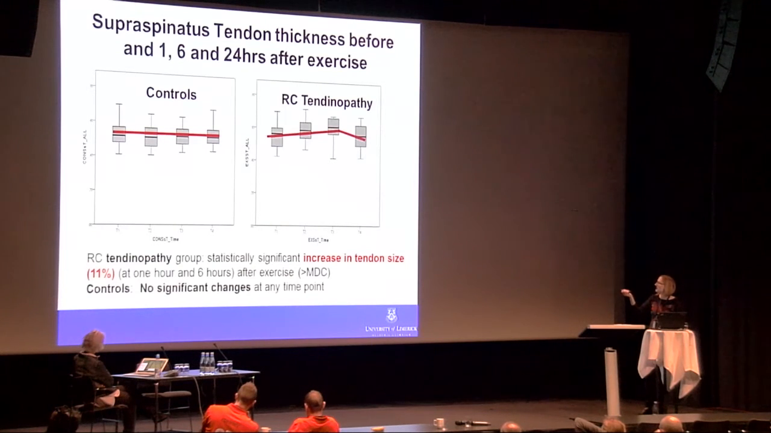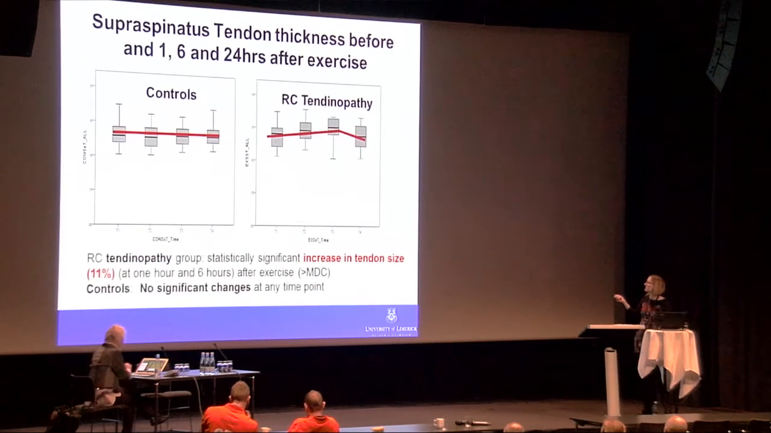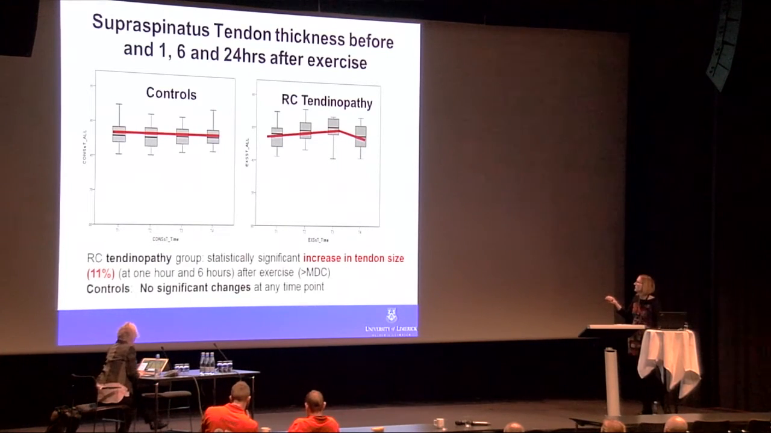And we can see that there's an increase in supraspinatus tendon size, which occurs between the 1 and 6 hours and takes up until the 24-hour period to return to baseline. And it did return to baseline by 24 hours on average, but not by 6 hours. So at 1 and 6 hours, we had an increase in supraspinatus tendon size that was greater than the minimal detectable change for that measure. Controls, no significant changes at any time point.